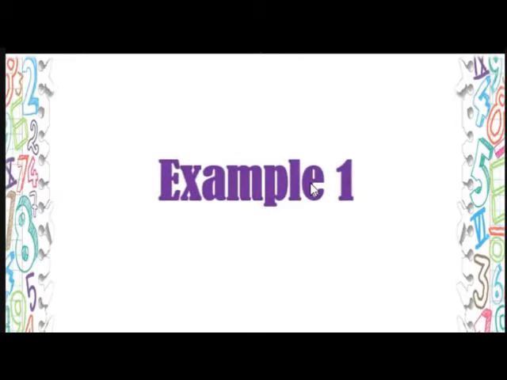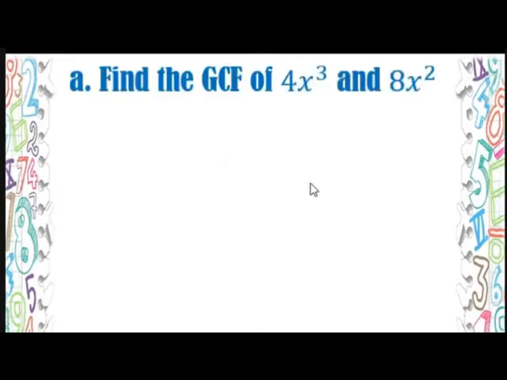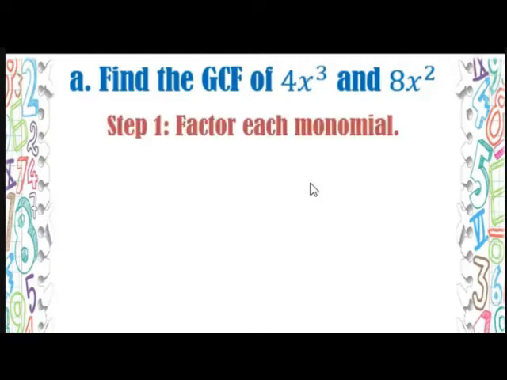Let's have an example in factoring using GCMF. Find the GCF of 4x cubed and 8x squared. First step, factor each monomial. So we have two monomials, 4x cubed and 8x squared. In factoring the monomial, you start from the numerical coefficient, 4. Factors of 4, we have 2 times 2.